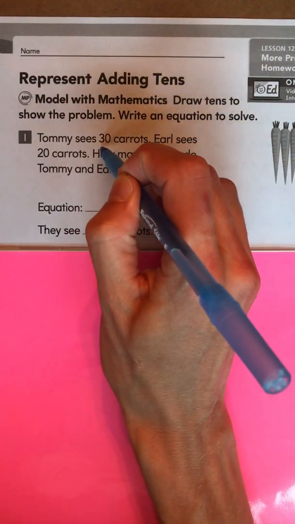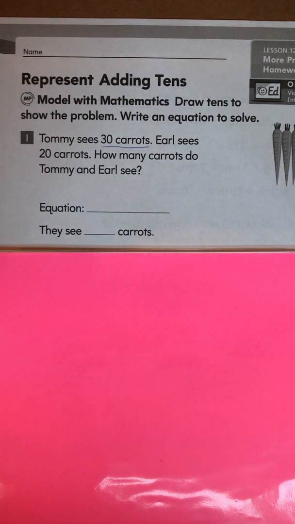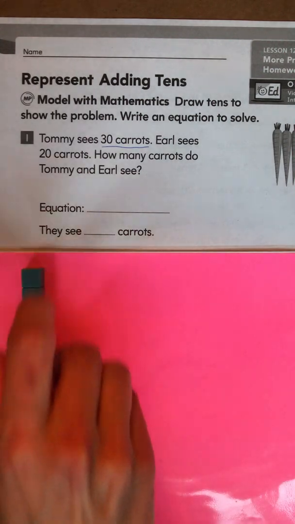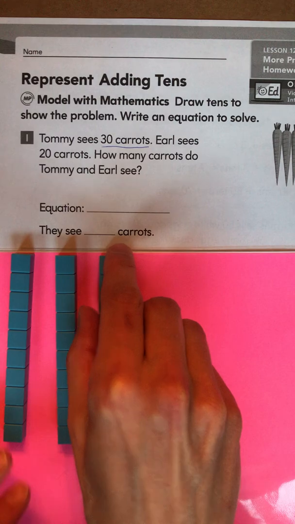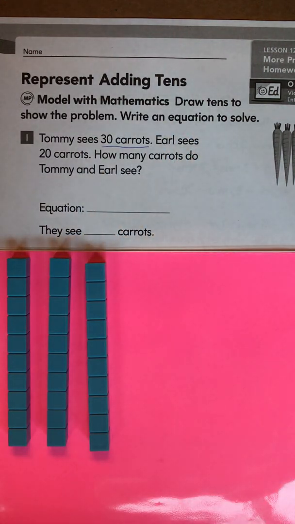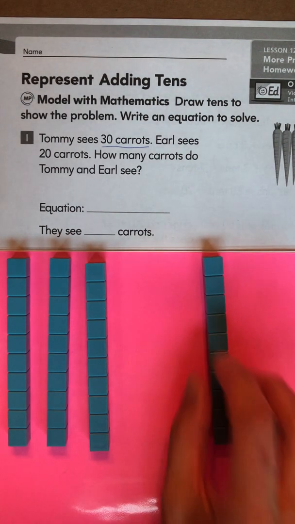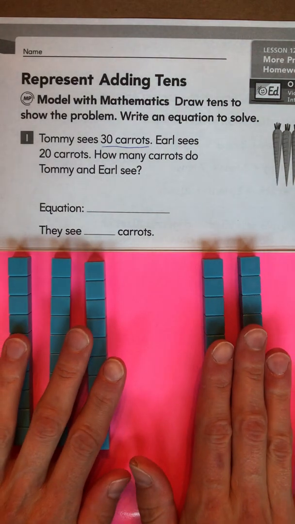So, you should have noticed that Tommy sees 30 carrots. So you can go ahead and pause your video and build 30 carrots with your tens. Okay, friends, great job. So you should have 10, 20, 30. Then it says Earl sees 20 carrots. Can you build 20 carrots for me, please? Great job. So 10 and 20. So how many carrots do they see in all?